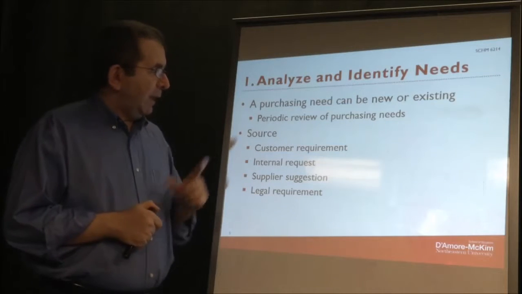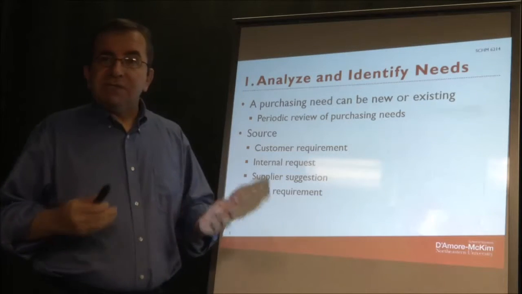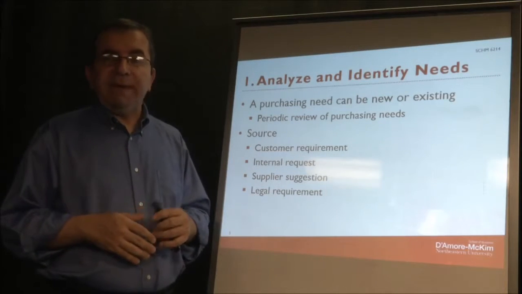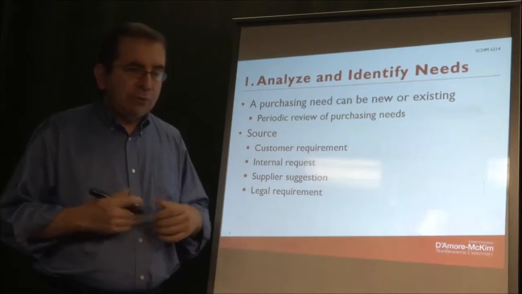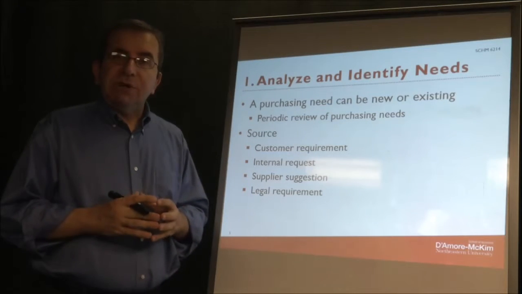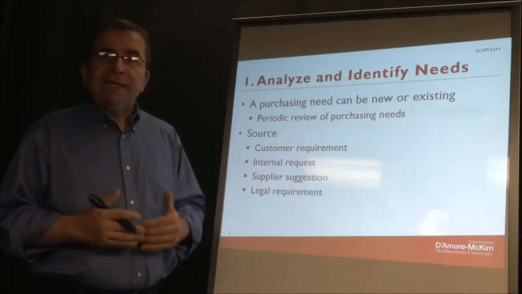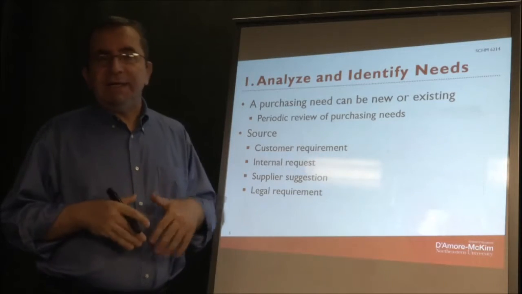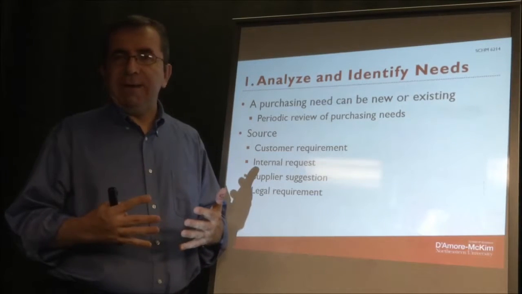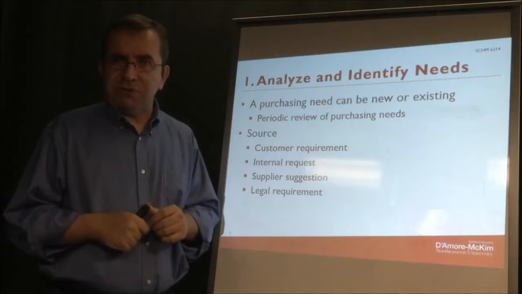Another source of purchasing needs can be suggestions by the suppliers. Maybe the supplier has developed a new material, maybe they have developed a new technology, maybe they found new innovative sources of material. Okay, so this is another source of purchasing need, and they may say, well, you have been buying product A from us, but if you buy product B, it's cheaper, it's more durable, it's higher quality, etc. And this may be in the interest of your company to consider this new item to purchase.